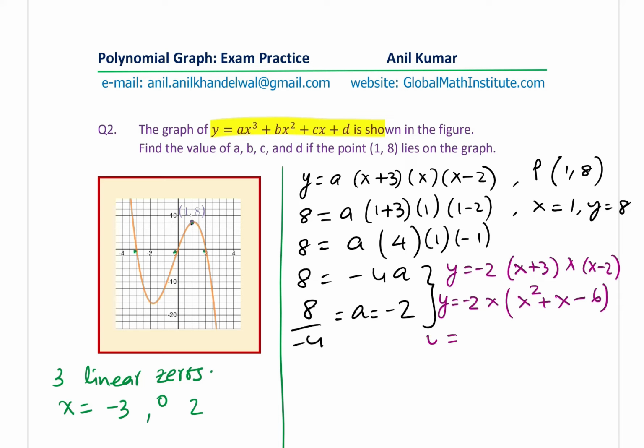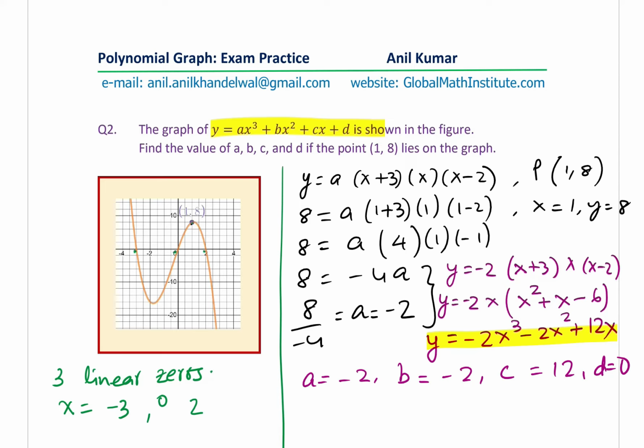Or when you open this, you get minus 2x cubed minus 2x squared plus 12x. So that gives you the equation in standard form. Now you can compare the terms and say that a is equal to minus 2, b is equal to minus 2, right? We got multiplied by 2, correct. So b is also minus 2. c is equal to 12 and d is equal to 0. So those are the values.